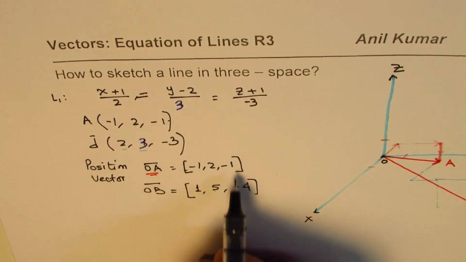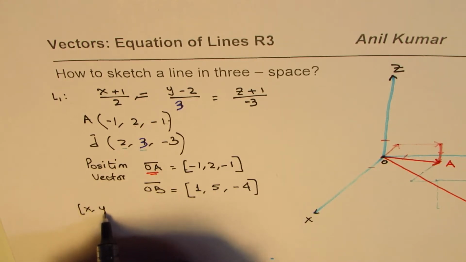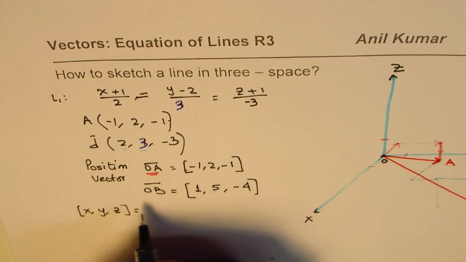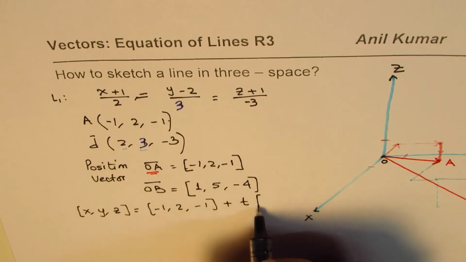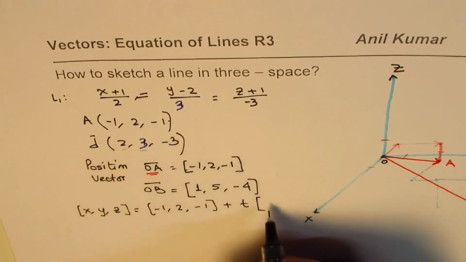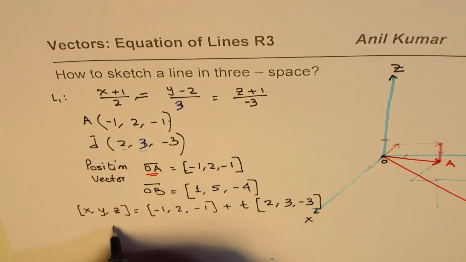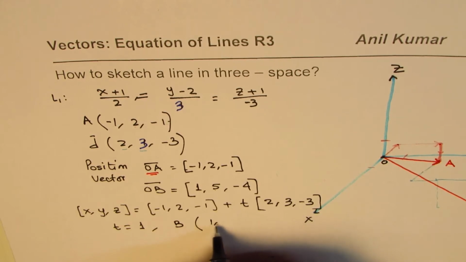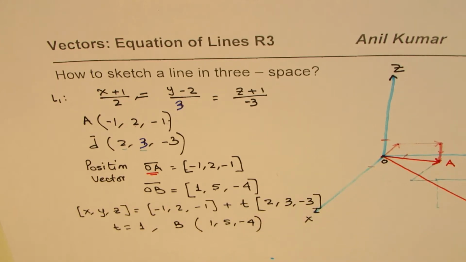You get the idea, right? So what we really did was something like this. Let me rewrite this equation in vector form, right? That's the whole idea, to just show you how things are very much related. We started with A, which was minus 1, 2, minus 1, and then t equals 1 we applied, so one step in this direction, which is 2, 3, minus 3, right? Does it make sense to you? And when I took t equals 1, I got B, which was 1, 5, minus 4. Do you see that? And OB is my position vector, which I am showing with this arrow. Is that okay? So that's how it is.